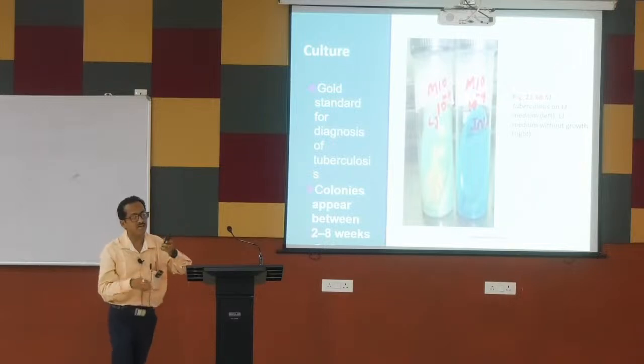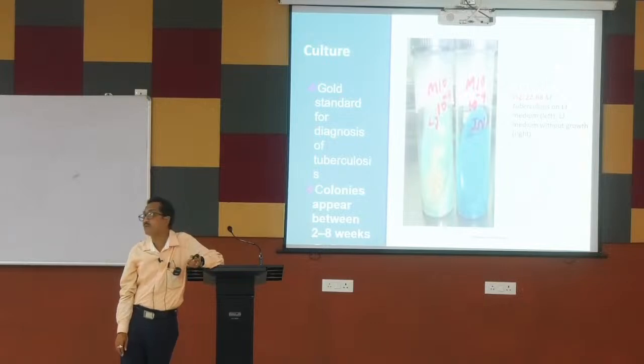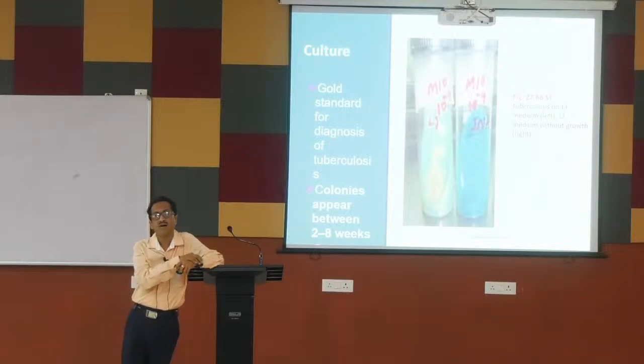Now, Lowenstein-Jensen media, have you read in practical about the media already? What is the content of Lowenstein-Jensen media? Why does it look green? What is the malachite green? What is the role of malachite green? Have we added malachite green only for coloring the media? It will look good in green. What is the rationale of adding malachite green? It is 2% malachite green.